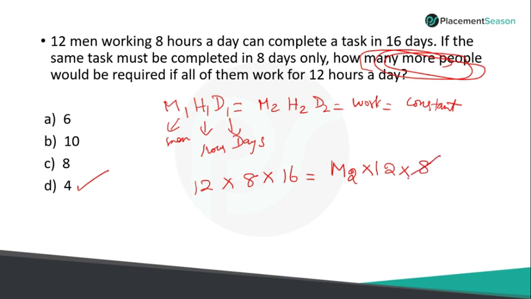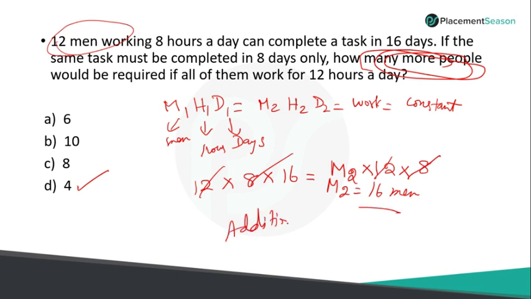So now do the calculation. 8, 8, 12, 12. So now we require 16 men. So already there were 12 men. We require 16 men now. So we need additionally 4 men. So additional men is equal to 16 minus 12, which is 4 men. Clear? So I hope you are clear with the solution.